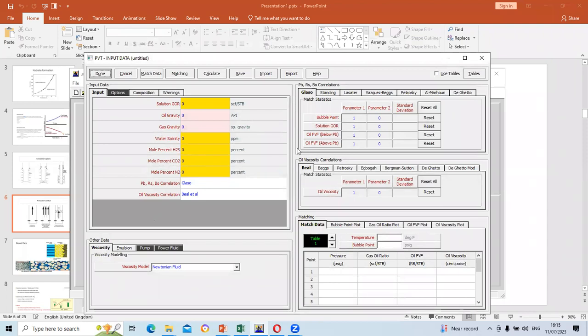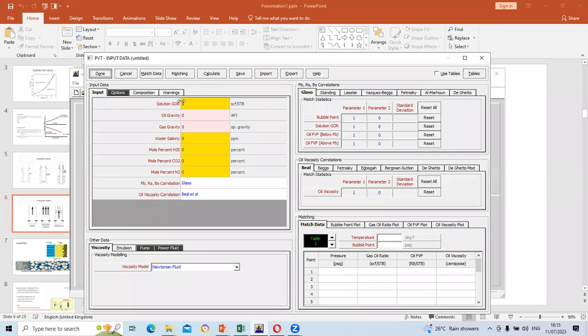That's our next step. So what we have here is our solution gas-oil ratio. Our solution gas-oil ratio is the amount of gas that is dissolved in one stock tank barrel of oil. That's the meaning of solution gas-oil ratio. If I have one stock tank barrel of oil at the surface and I'm forcing gas inside it, what is the quantity of gas that will fully dissolve inside that one stock tank barrel of oil? That's the meaning of solution GOR.